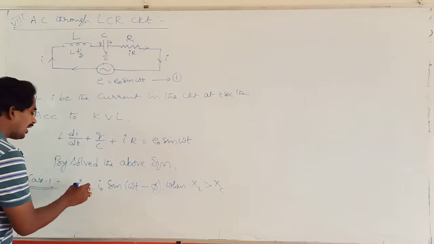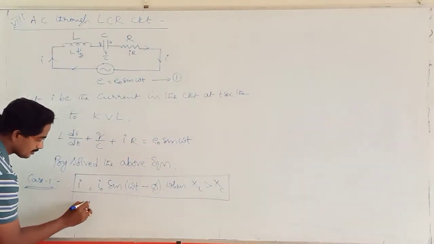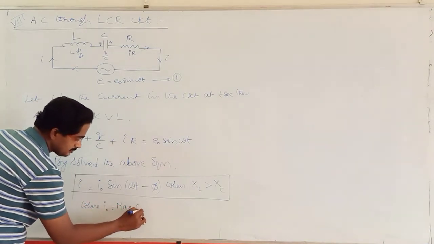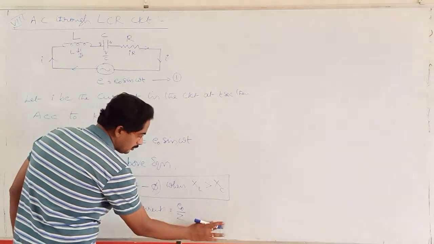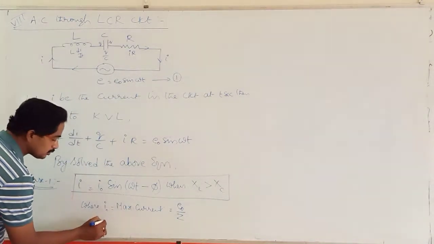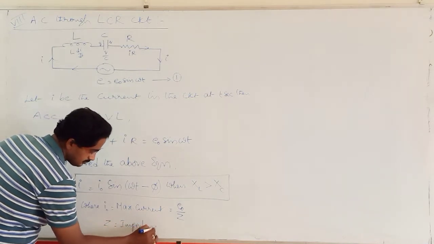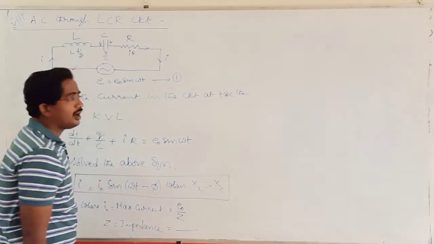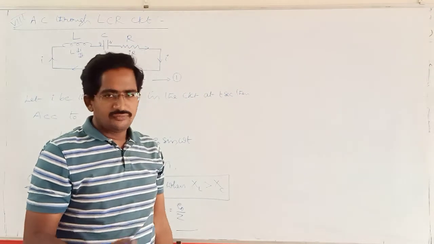What about I naught here? I naught is the maximum current. Its value is E naught by Z, where Z is the impedance. What is that impedance value? We get it after drawing the phasor diagram.